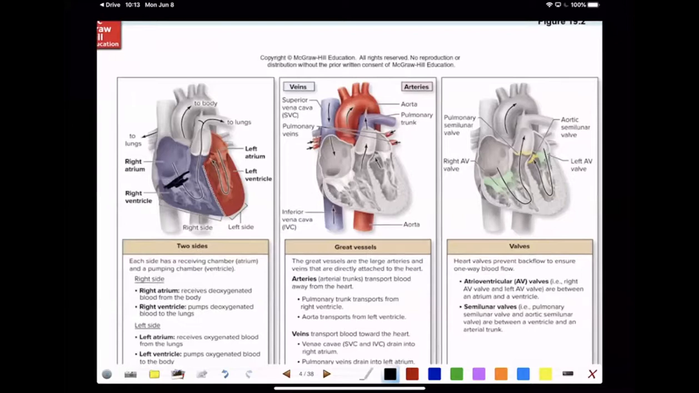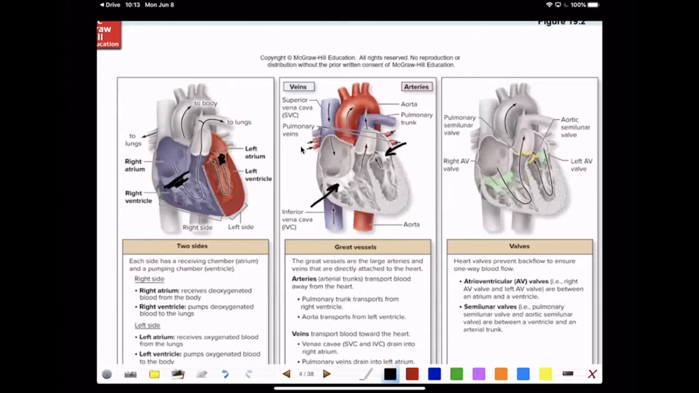And then right here, you can see that. So it's this white part, okay? See this and this. And based on what sides they are, okay, it is a little delayed, I apologize, but as you can see, if it's on the right side, it would be the right AV valve. If it's on the left side, it would be the left AV valve.